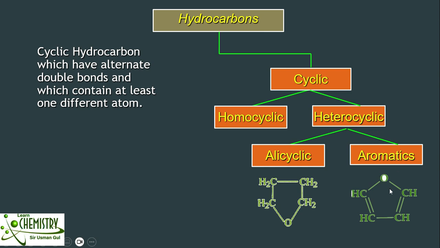Now here, how can we say this one has alternate double bonds? You see this one is a double bond, this one is single, this one is double, but here we can't see any double bond. But when we focus on this oxygen, if we remember, oxygen has a lone pair. This lone pair of electrons is considered as the alternate pair of electrons with respect to these pi electrons.